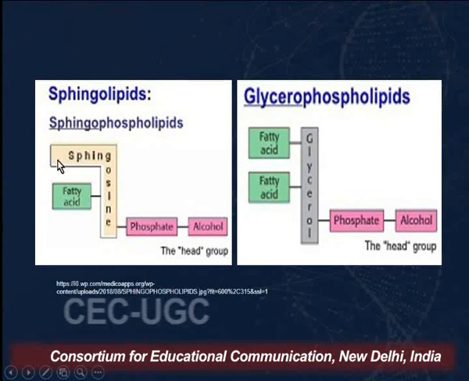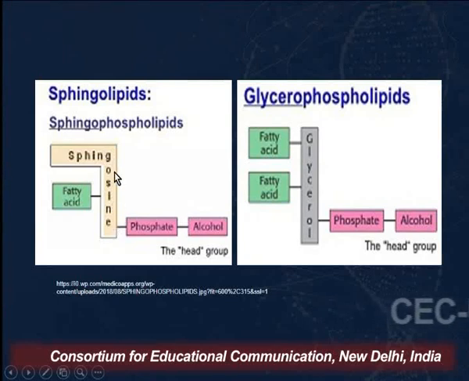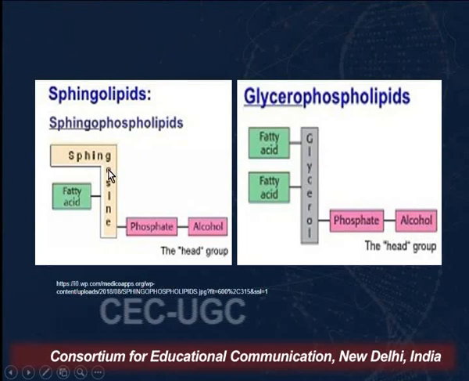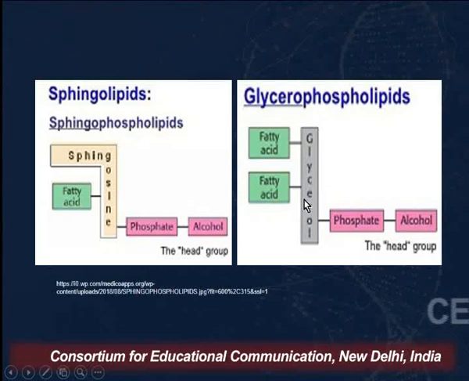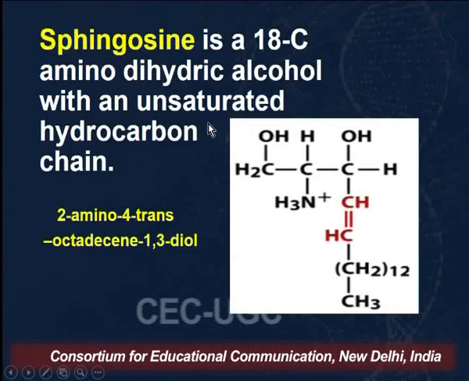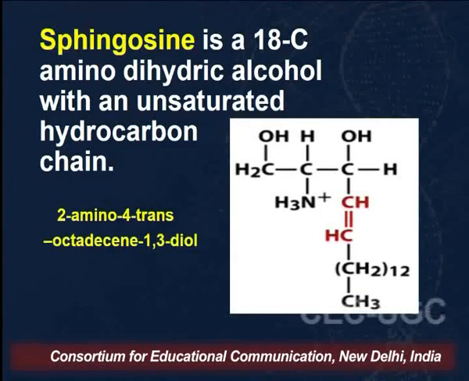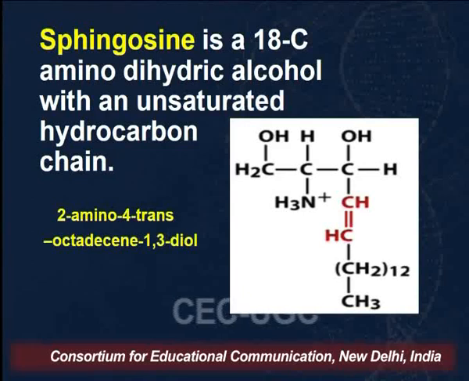What you have to remember is in sphingolipids, the backbone is sphingosine, which is an 18 carbon dihydric amino alcohol. Whereas when we are talking of glycerolipids, here the backbone is glycerol, which is a trihydric alcohol. So before I start with the structure of sphingolipids and what sphingolipids are, let us first concentrate on the structure of sphingosine, which forms the backbone of the sphingolipids.